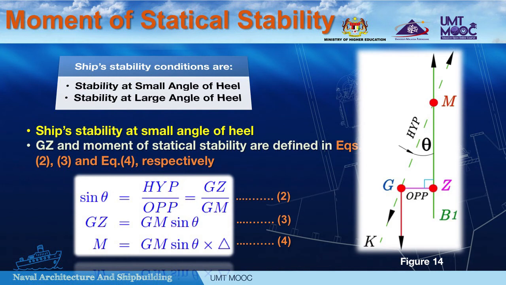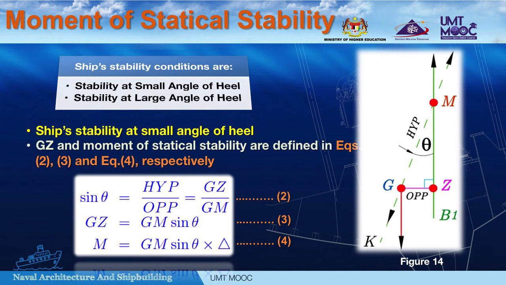Dear all students, as noted in the earlier slide at the beginning of the lecture, the ship stability is divided into two categories, therefore the moment of statical stability is also expressed in two ship stability conditions. First, stability at small angle, and second, stability at large angle of heel. Referring to figure 14, in the case of ship stability at small angle of heel, here given as 0 degrees to 5 degrees, the formula of theta in the triangle GZM is derived and expressed in equation 2.